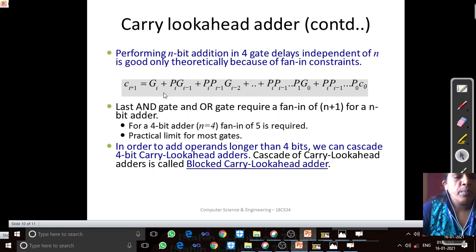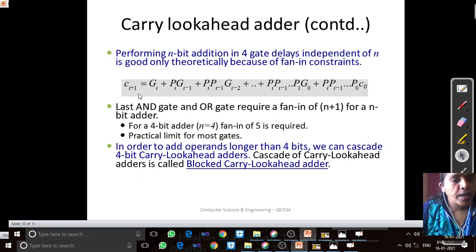Now, performing n-bit addition in 4 gate delays is independent of n. It means what I just told you: without the value of n, theoretically you can get it, but it introduces fan-in constraints. It will also emit some heat. The last AND gate or OR gate requires a fan-in of n plus 1 for an n-bit adder. For a 4-bit adder, n equals 4, and a fan-in of 5 is required, which is the practical limit for most gates. That means if you try to design a very big adder, you have constraints.